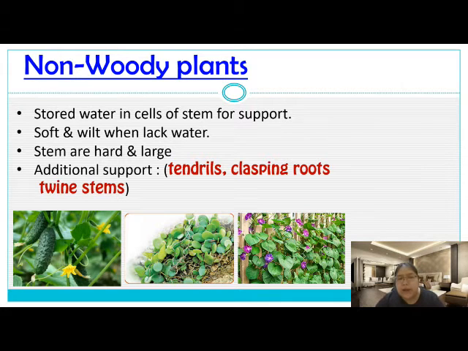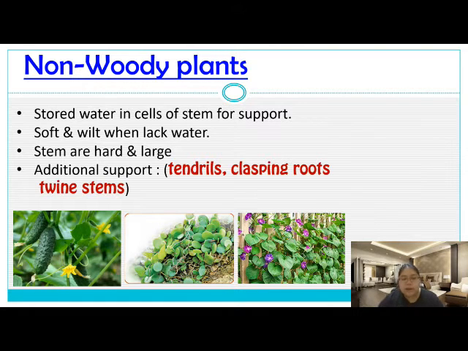Because they don't have any stem, any trunk at the center to support them, that's why they're using the water. They store the water in the cell and also the stem to help support it. So you'll find this in all of the non-woody plants, which are small in size.